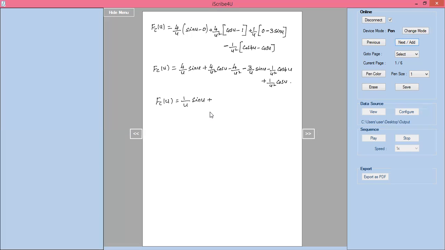Plus 5 cos u minus 4 divided by u square, minus 1 by u square into cos 4u. How do you get 5 cos u? 4 by u square cos u plus 1 by u square cos u is 5 cos u. Next, similarly, 1 by u square minus 1 by u square into cos 4u. This is Fc of u, the required solution for the given problem.